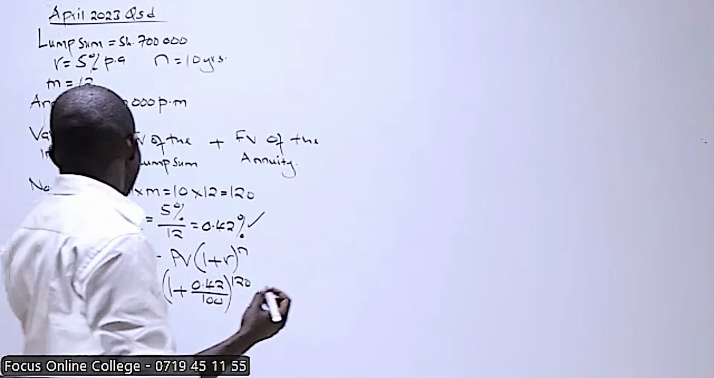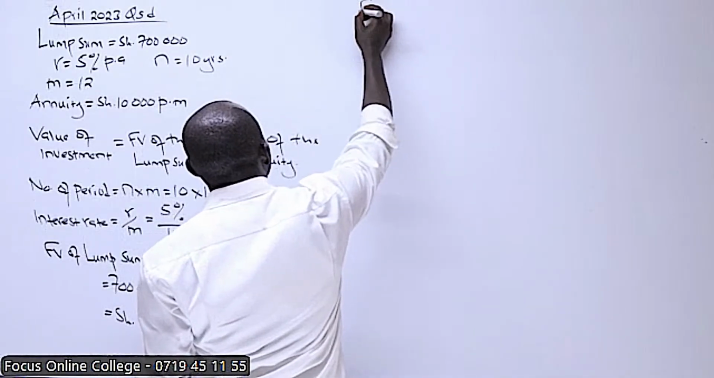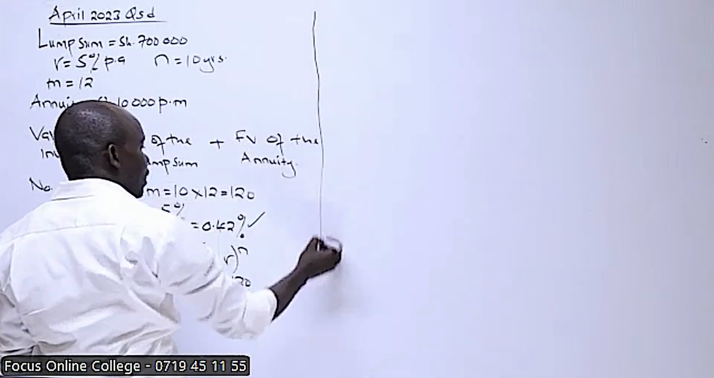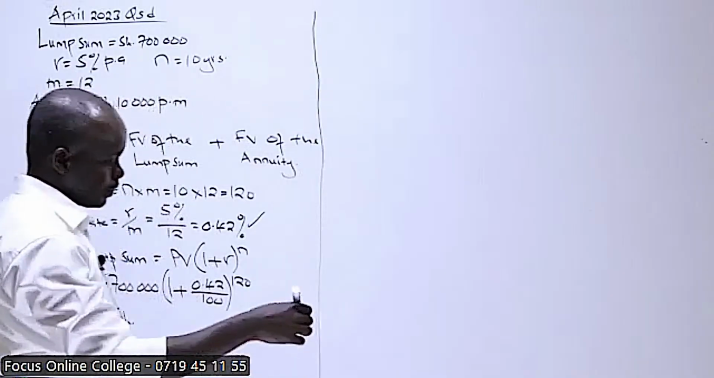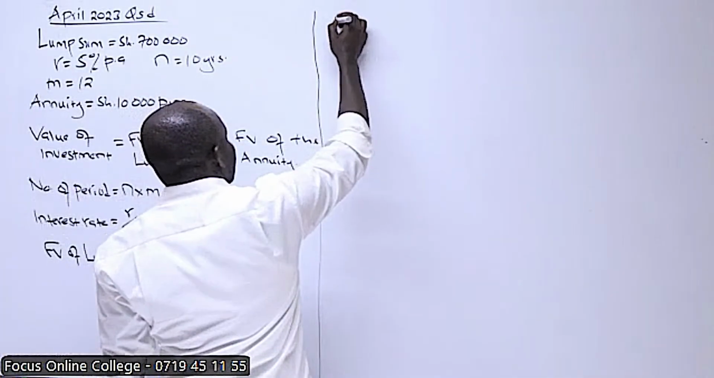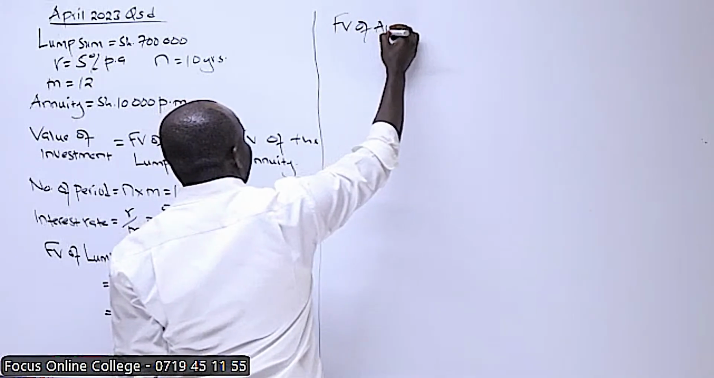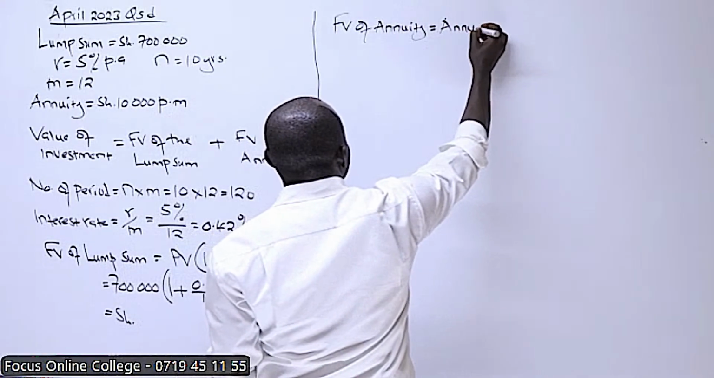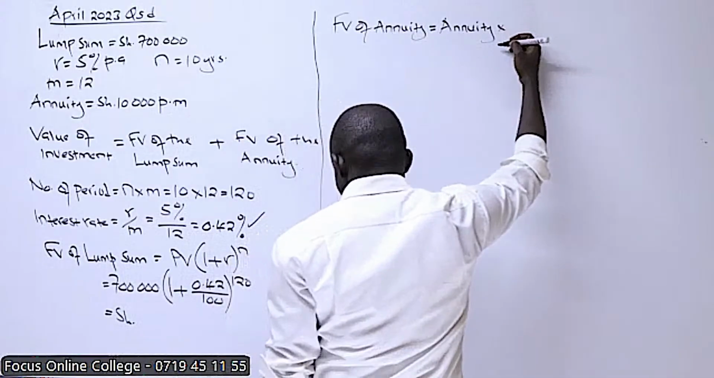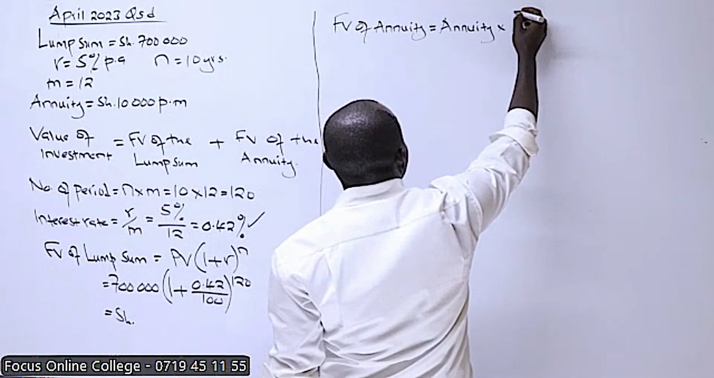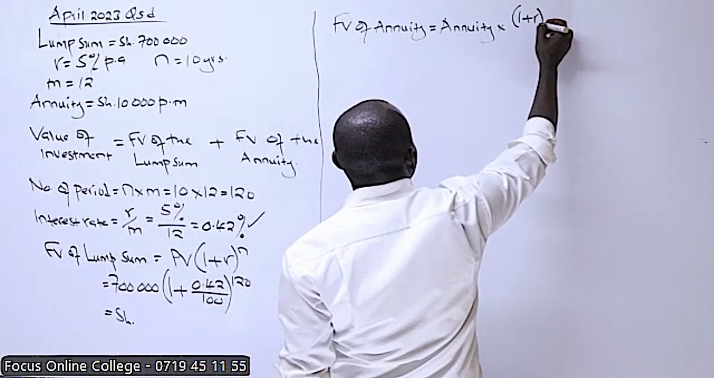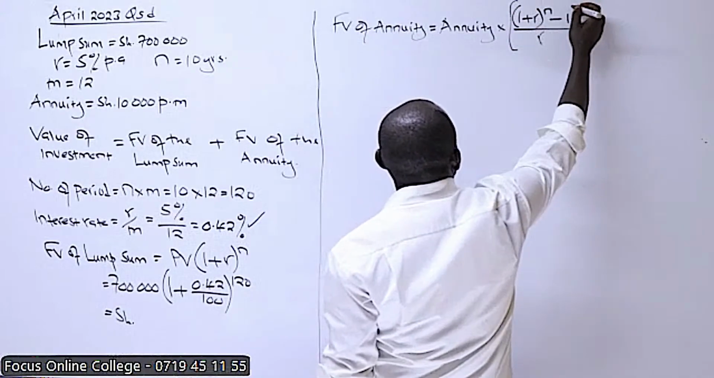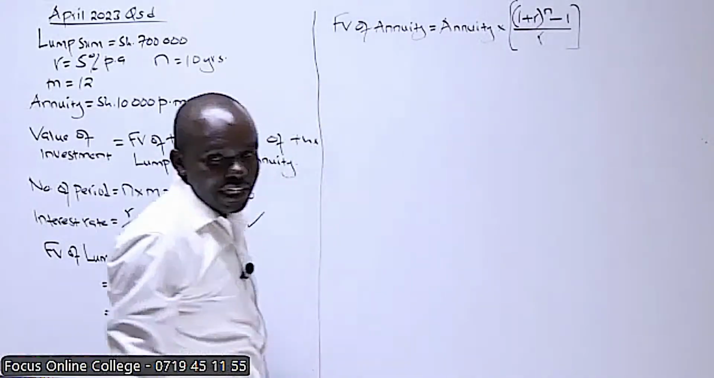Then the future value of the annuity. Future value of annuity is equal to the annuity times (1 plus R) power n minus 1, over R. Again, for R and n, we are going to use the adjusted values.